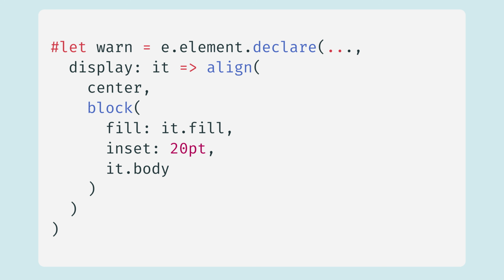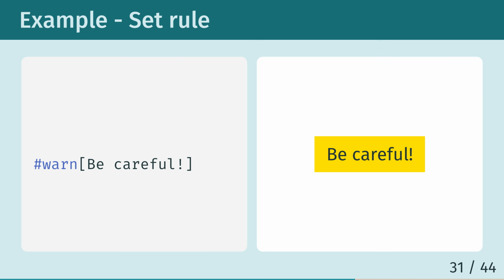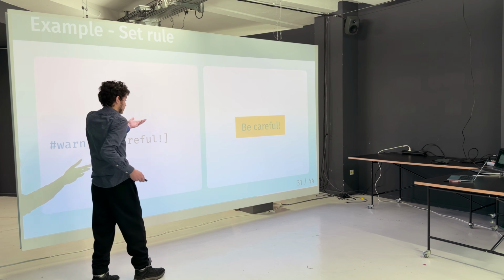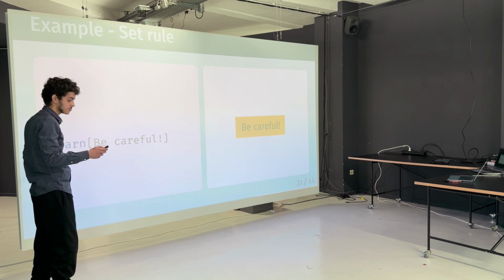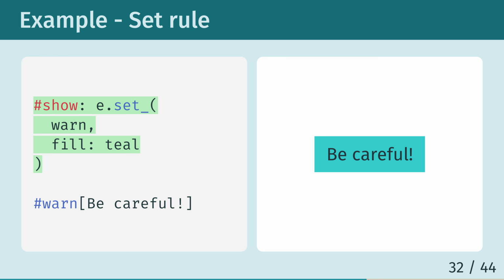So the field and the body. And so if you use it, there we go. It's working, right? It's providing a warning box with the default appearance. But does it do what it wants to do, which is set rules? Well, yes. We can use this syntax, which is a bit different from what we're used to, but it works.